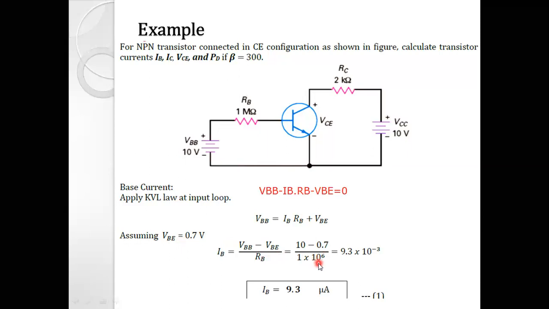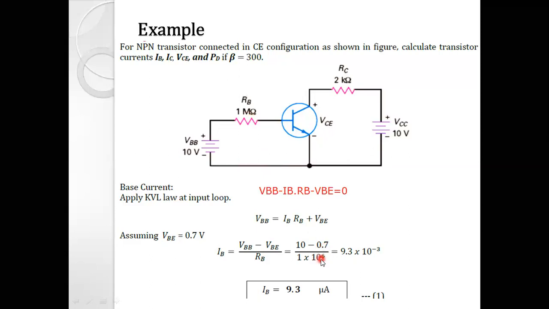So don't forget to write 10^6 here, right? Most of the time the students forget to substitute these mega ohm and kilo ohm in the equation, and they get an incorrect answer. So I want to make sure that the student is always aware whether the resistors are in kilo ohms or mega ohms, and accordingly puts these 10^3 or 10^6 in the solution, right?